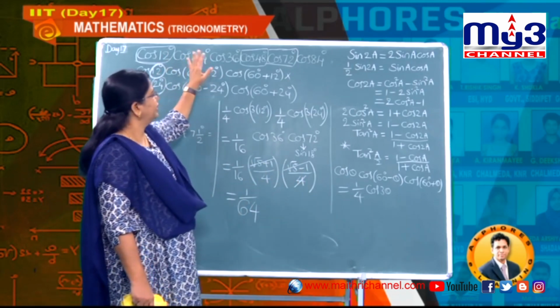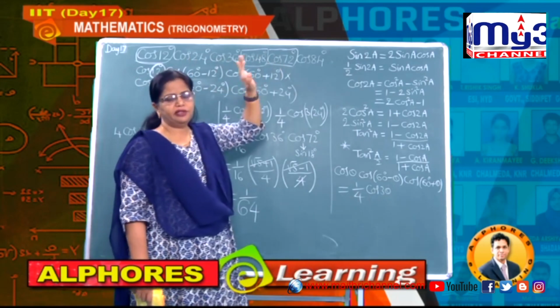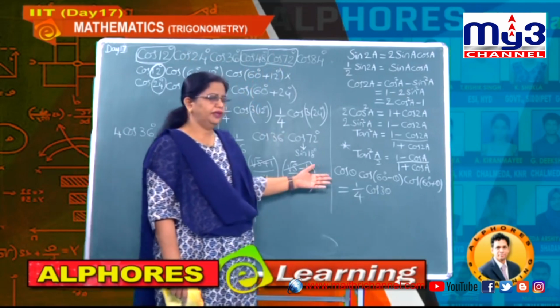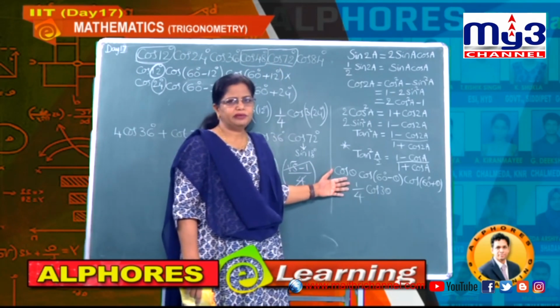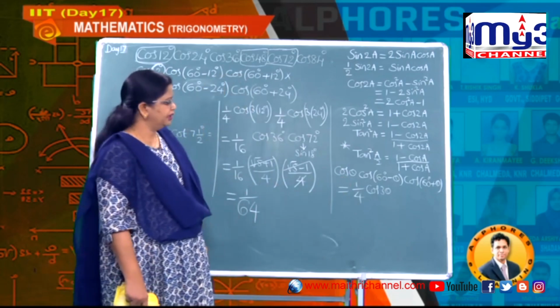So students, observe this problem. Here the only known values seem to be 36 degrees and 72, the rest we do not know, so immediately you have to search for a known kind of formula. This is one of our standard results, so we want to make use of it, understand.